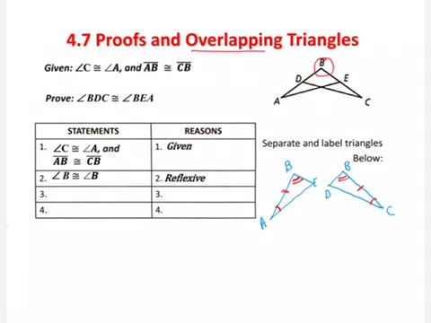And now I have plenty of information to prove these two triangles congruent. I have angle, side, angle. So I can say that triangle ABE is congruent to triangle CBD by angle, side, angle.